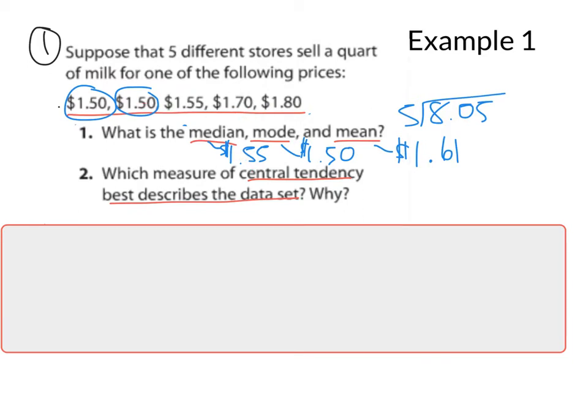And so if I say it's typically $1.55, that makes it seem cheaper than it could be because this is 25 cents bigger. Because there's not any outliers here, I think the mean would be the best to describe it, $1.61, because that includes the higher numbers.